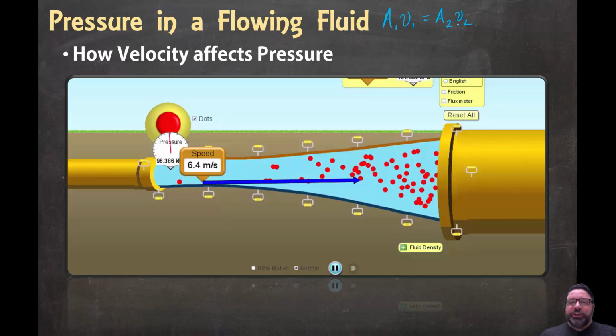So again, make a prediction. Here we have our tube getting bigger, so we know the velocity is going to decrease as the water flows from left to right. So make a prediction what you think is going to happen to pressure, and then we will see.